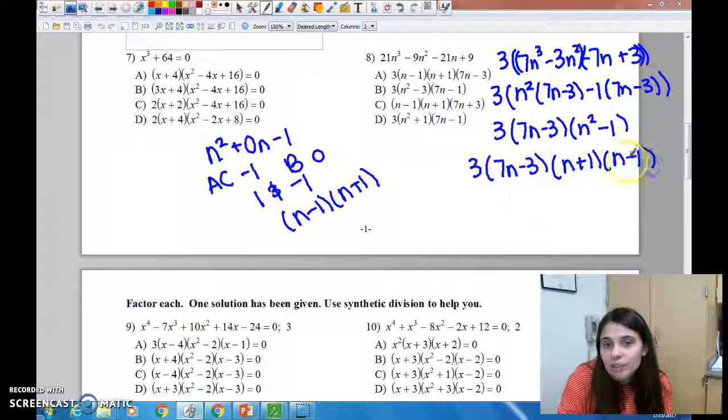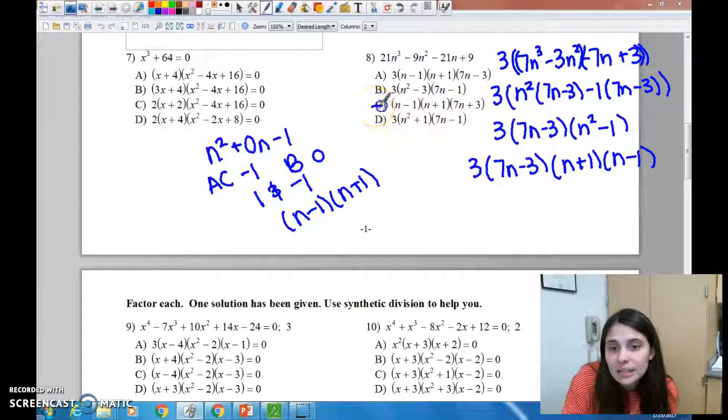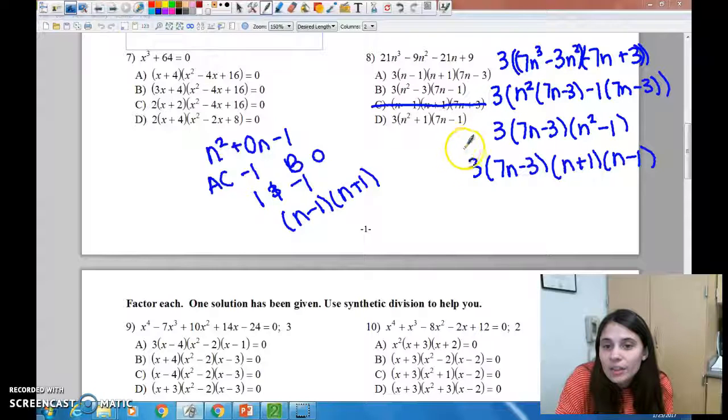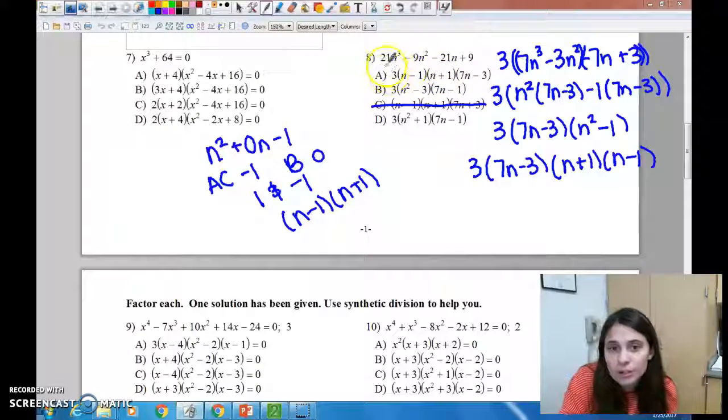So I'm going to go ahead and look at my solutions. I know it's not c, because that doesn't have a 3 out front. And then I need one that has a 7n minus 3, and A does, and then it has my n plus 1 and my n minus 1. So the order doesn't matter as long as all of them are included. So the answer to number 8 is A.